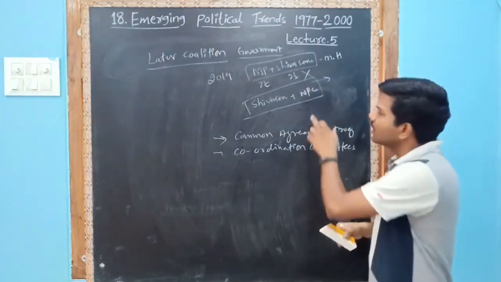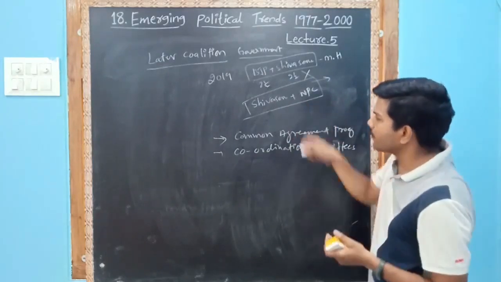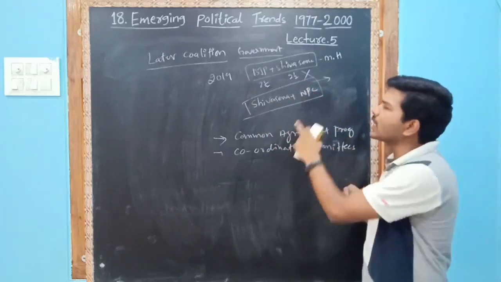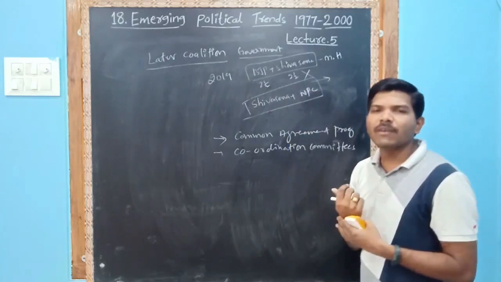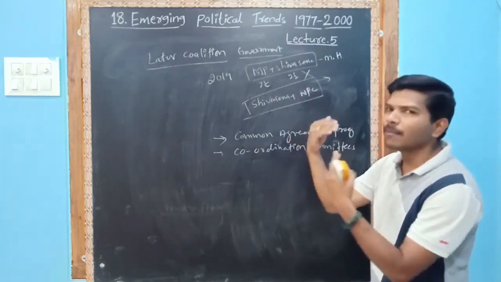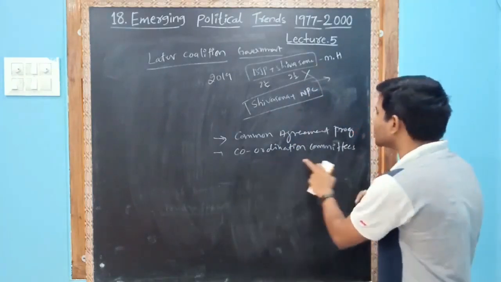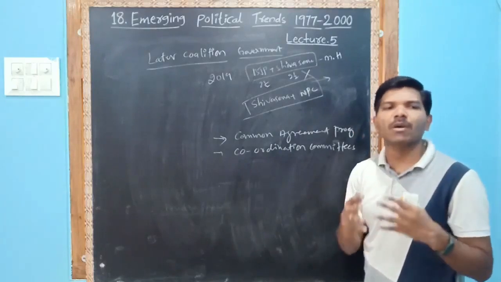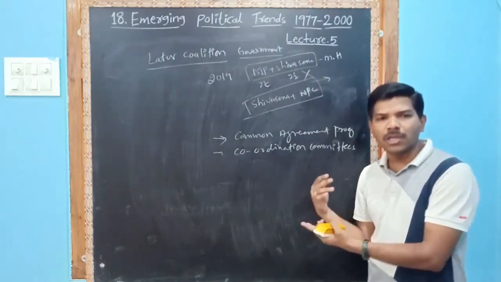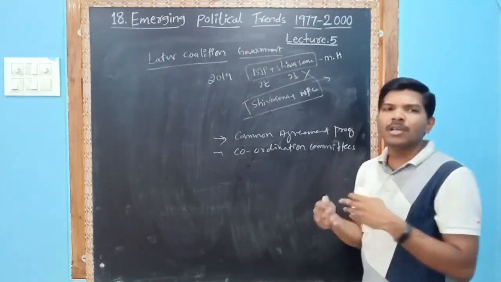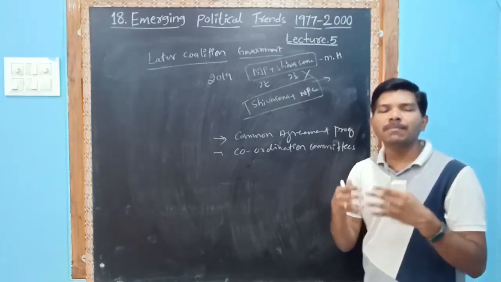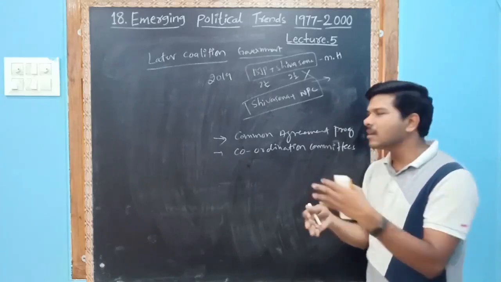For example, NPC gave support to Shiv Sena. If Shiv Sena does something against NPC, what will happen? NPC will withdraw the support. Whenever NPC withdraws support, Shiv Sena may fall. So one coordination committee will be there to decide the do's and don'ts. These coordination committees are the committees which can bring out greater understanding among the partners.